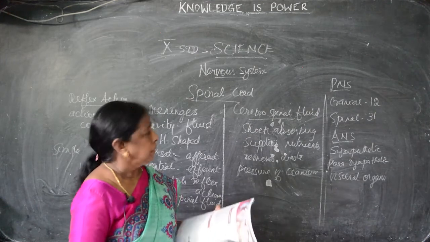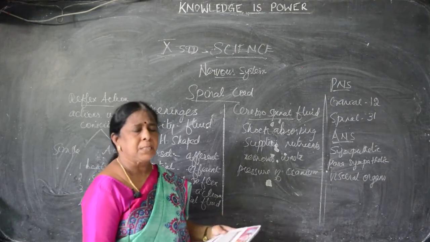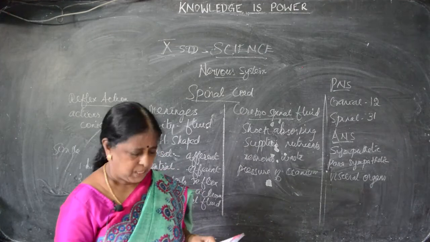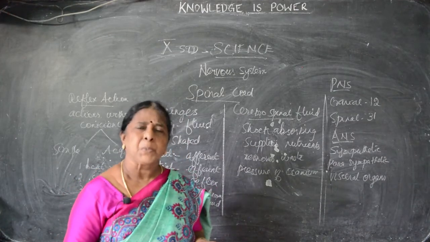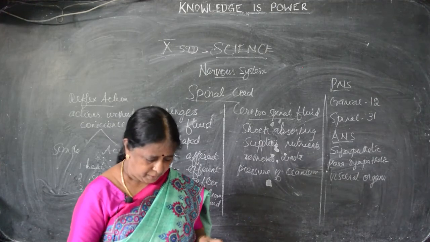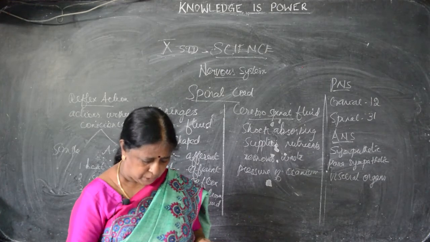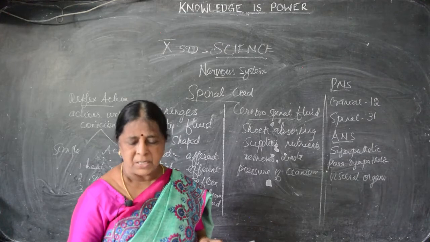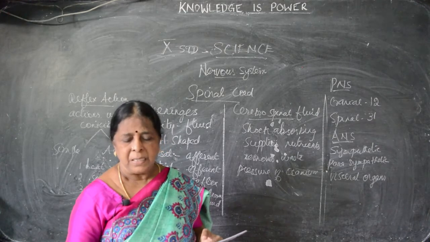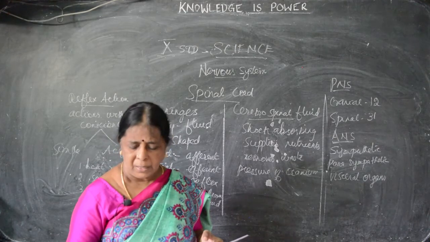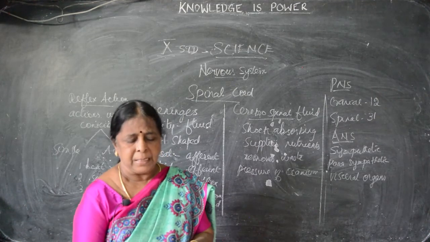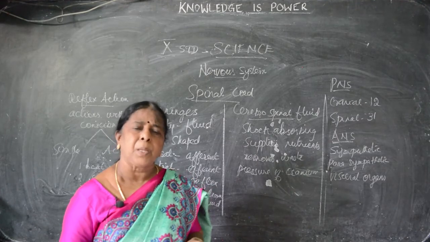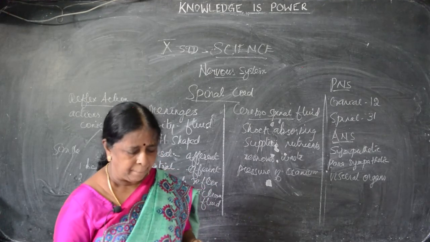Nervous system. I said the basic unit of the nervous system is the neuron. The nervous system responds to stimulus. It has 3 parts: neuron, neuroglia and nerve fibers. And the structure of the neuron we have seen already. What are the parts present in the neuron? Cyton, dendrites and axon.